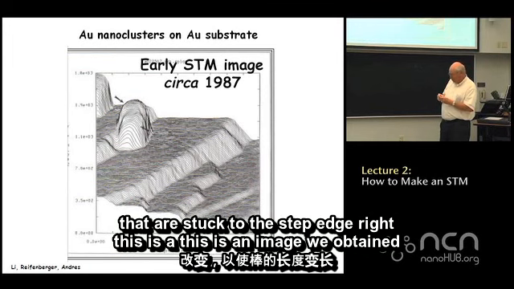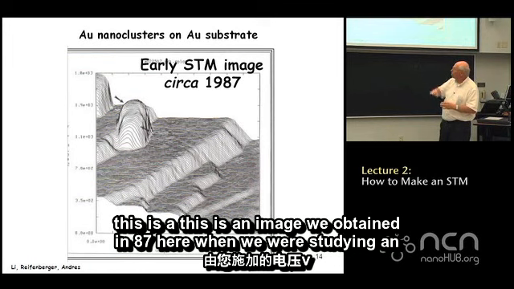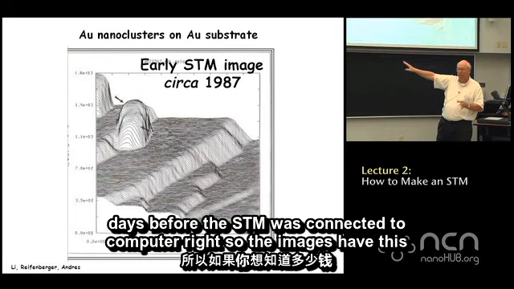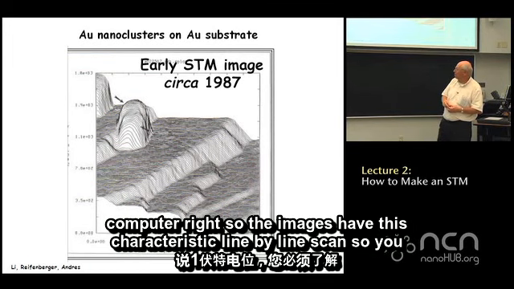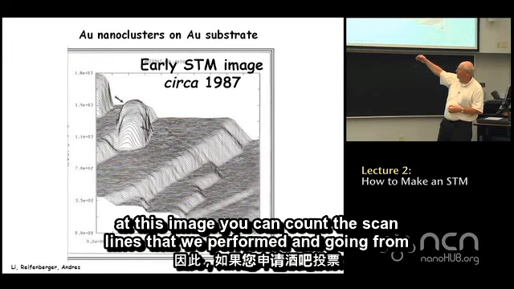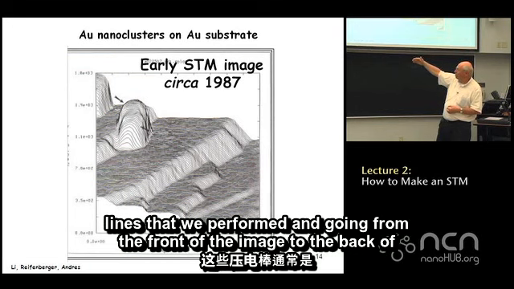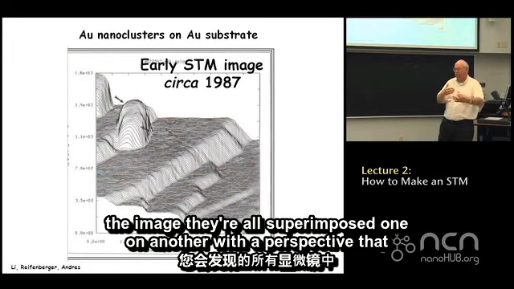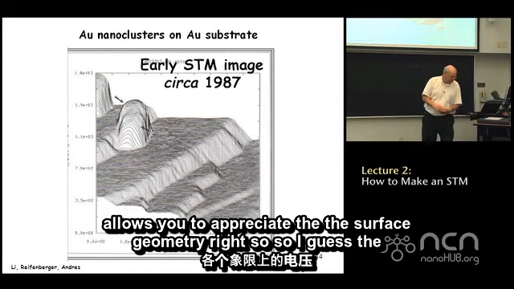And this is an image we obtained in '87 here when we were studying a nanometer-sized gold cluster. This is the days before the STM was connected to a computer, right? So the images have this characteristic line-by-line scan, so you can actually count. If you look carefully at this image, you can count the scan lines that we performed in going from the front of the image to the back of the image. They're all superimposed one on another with a perspective that allows you to appreciate the surface geometry, right?